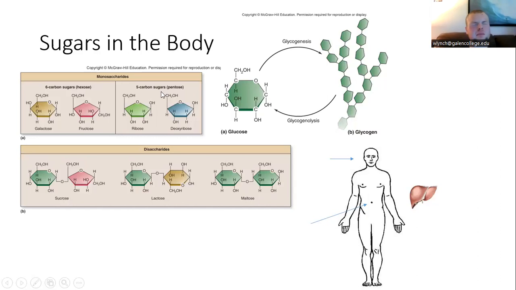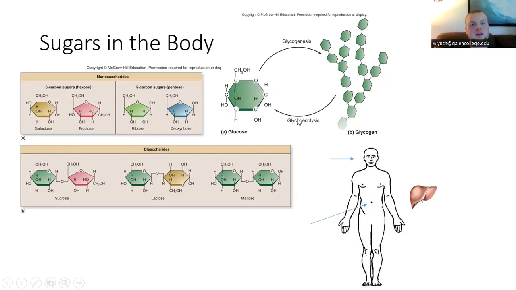For pentose sugars, pent meaning 5, these are found in DNA and RNA. We have ribose for RNA, ribose sugar, and we have deoxyribose found in DNA. Disaccharides that we find are going to be the ones such as sucrose, lactose, which we find in milk sugar, and maltose.